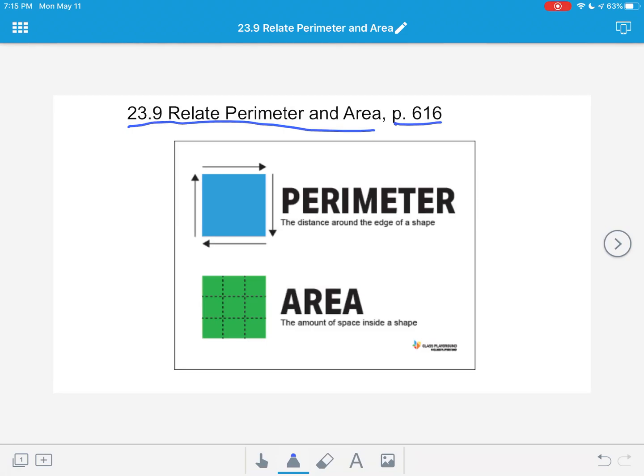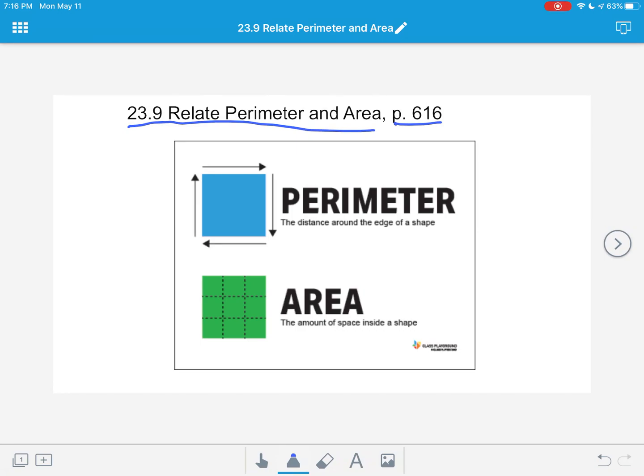Perimeter is the distance around the edge of a shape. We find this by adding up all of the sides of the figure. The area is the amount of space inside a shape. We find this by multiplying the width of the shape by the height of the shape when we're working with squares and rectangles. Remember, the area of other figures use different formulas.